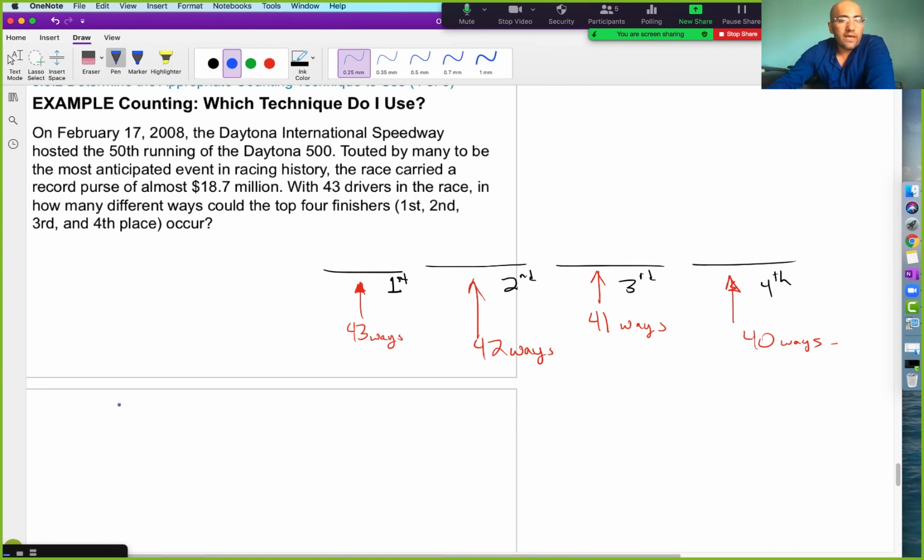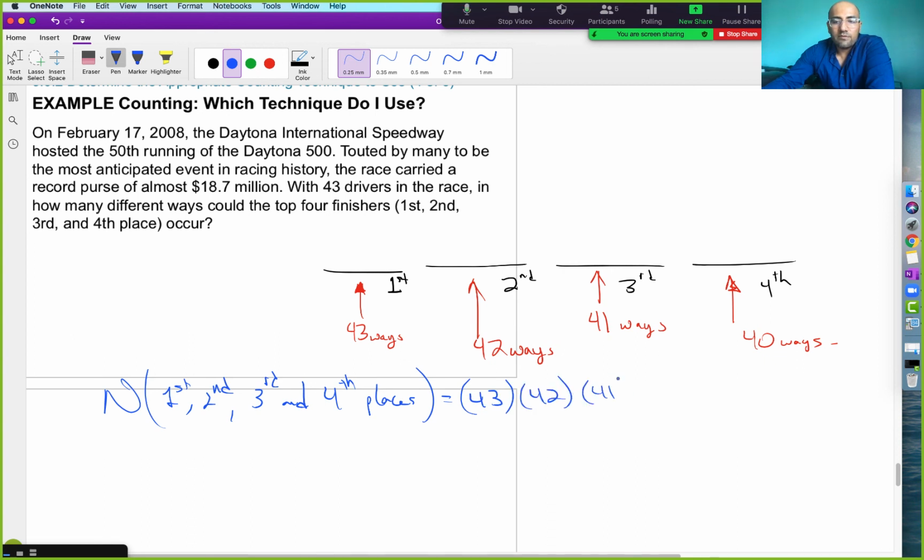So this is an easy enough question to answer this way. The number of ways to get a first, second, third, and fourth place is equal to 43 times 42 times 41 times 40. Multiply those 4 numbers together, and that'll be your answer. That's one way to do it.